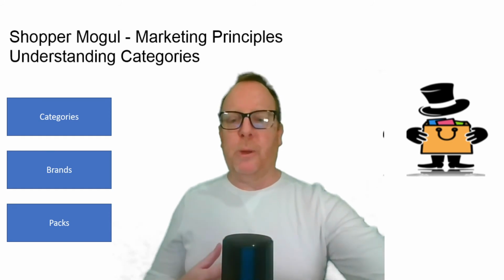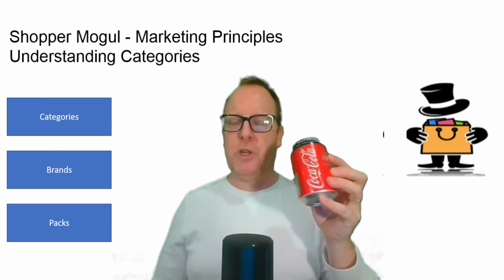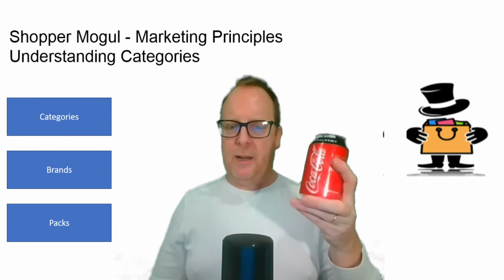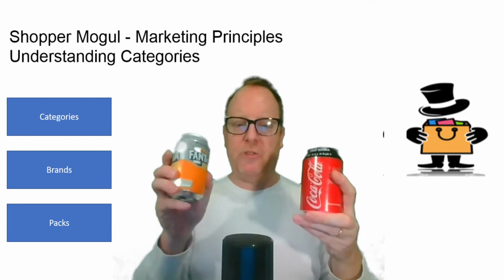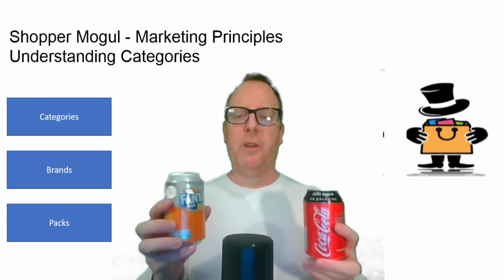So to give an example for consumer packaged goods, one of the categories that we talk about within Shopper Mogul, within some of the games, is carbonated beverages. So drinks like Coca-Cola or Fanta. They're both real-world carbonated beverages.